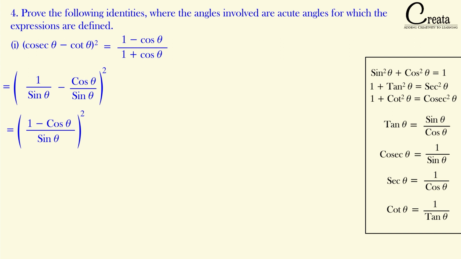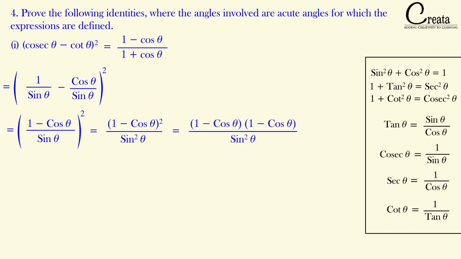We got (1 minus cos theta) upon sine theta, whole square. Here let's segregate the square term. It will be (1 minus cos theta) whole square upon sine square theta. And we can write (1 minus cos theta) whole square as (1 minus cos theta) into (1 minus cos theta). It is a square, so we have just written it 2 times.